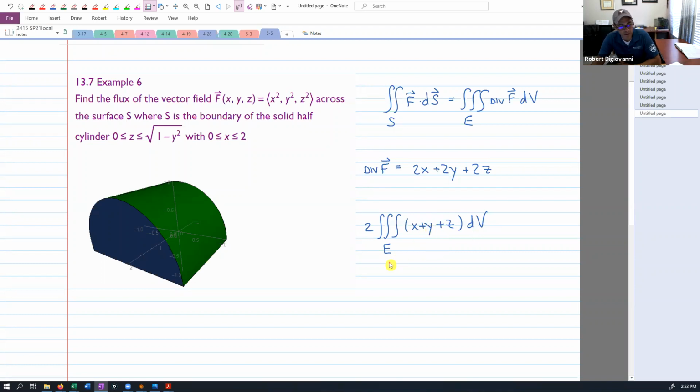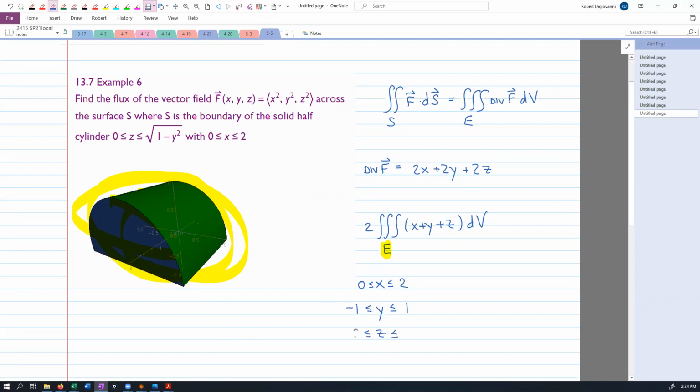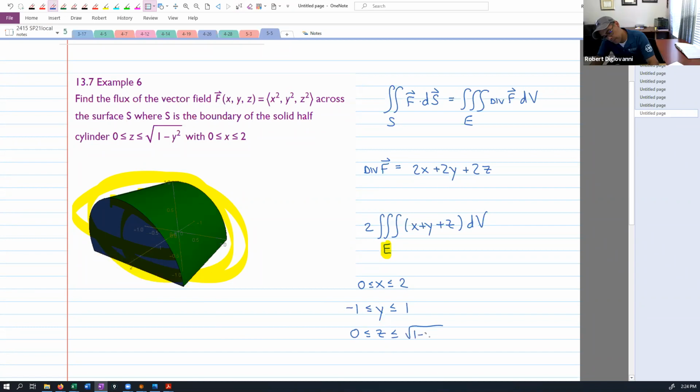So we just need to figure out if we can find a way to represent E. E is this whole solid, everything here, right? Well, there's kind of an easy way to represent that solid, I think. The x's go back and forth between 0 and 2, right? The y's were between -1 and 1. And what were the z's between? 0 and the square root of 1 minus y squared. There you go. That's it.